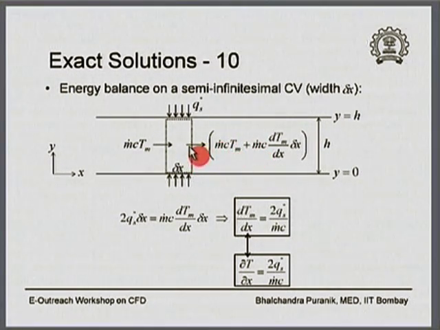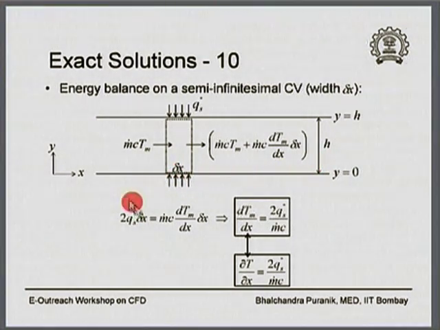That energy content which the fluid is carrying out of the control volume is as usual expressed in terms of what is coming in and the first order Taylor series expansion about that expression. So the energy content of the fluid leaving this semi-infinitesimal control volume is m dot C T_m, which was the energy content of the fluid coming into the control volume, plus m dot, which is a constant, since it is a constant mass flow rate situation, and C is a constant, so I take that out of the Taylor series. The only differentiation left is with respect to x of the mean temperature, multiplied by the length over which we are carrying out this Taylor expansion, which is delta x. That is our first order Taylor expansion.